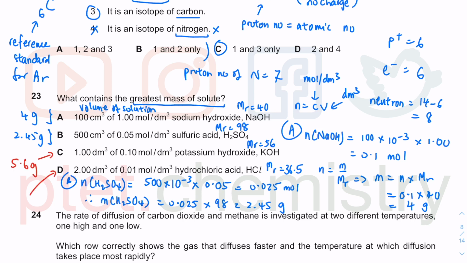And last but not least, I have 2 dm cubed, so 2 dm cubed, no need to convert anymore, times 0.01. I get 0.02 mole, multiplied by 36.5. I get 0.73 gram. You want the greatest mass of your solute, so there's got to be option A there.